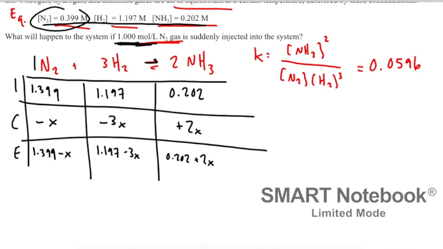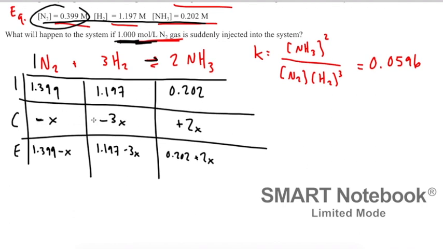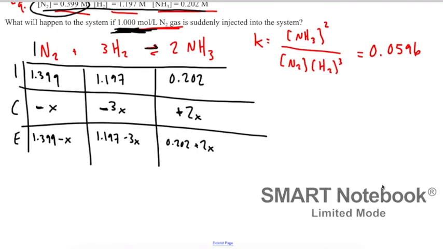Notice that I kind of quickly did a Q and K comparison. I know that it was at equilibrium. I added excess reactant, which is on the bottom, so I just brought Q too low. My Q has swung lower than K. So to raise it again, the system has shifted to the right. So that's how I thought about the negative, negative, positive there. Same thing as Le Chatelier's principle, right?